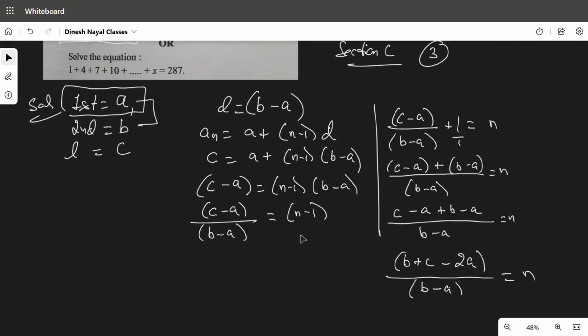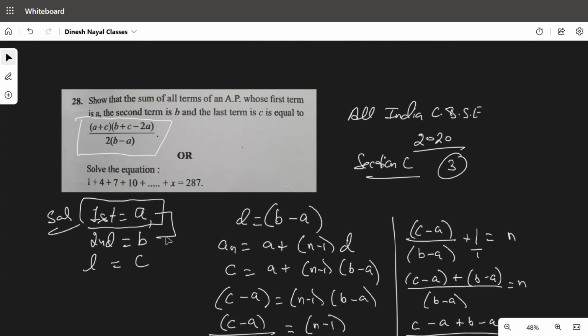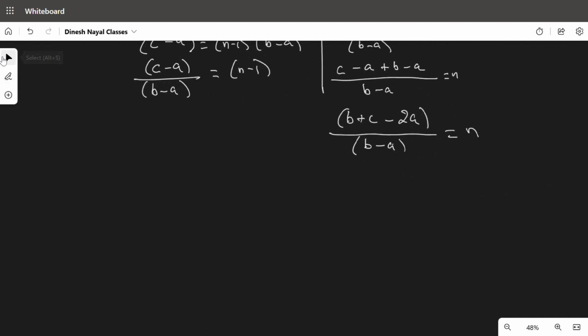Now using the formula for the sum, because what we have to show is that the second and the last term C is equal to this. Last term is this. So basically we'll use the formula for the sum of n terms, whose first term is A, second term is B and the last term is C. You have to show the sum of all terms. Sorry for this confusion.